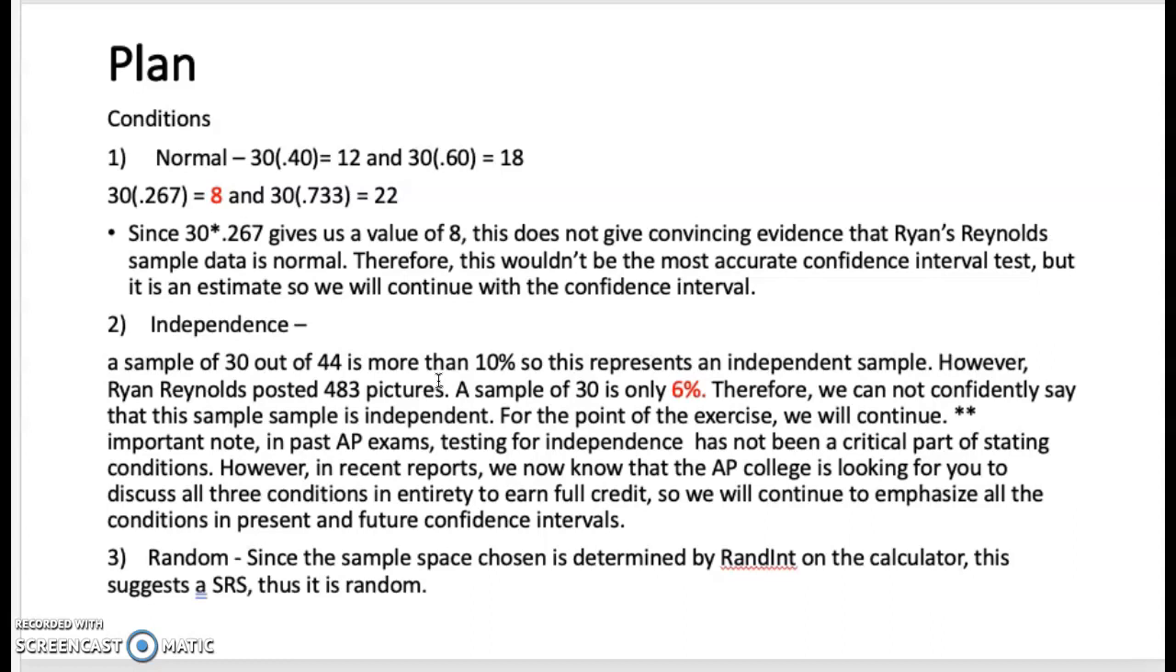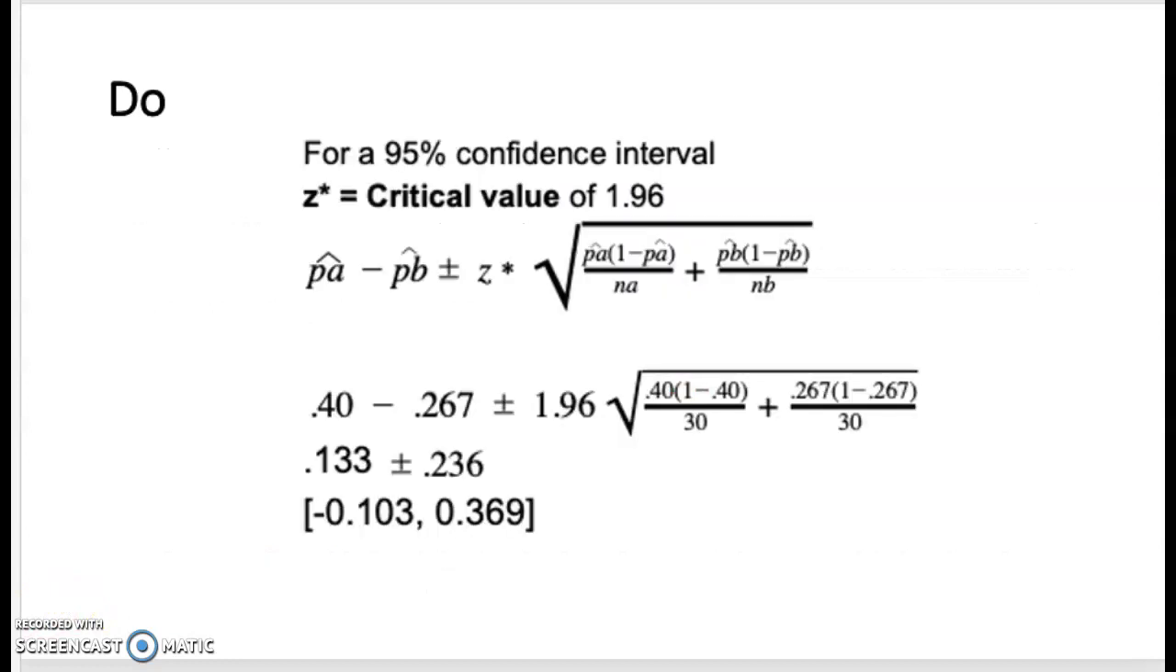The last one is random. Since we're using the random integer function on the calculator and getting a simple random sample of 30 numbers, this satisfies the condition. Okay, for the next step, we want to do the actual confidence interval. I outline the formula I'm using, and then I plug in my values and calculate the confidence interval from negative 0.103 to 0.369.